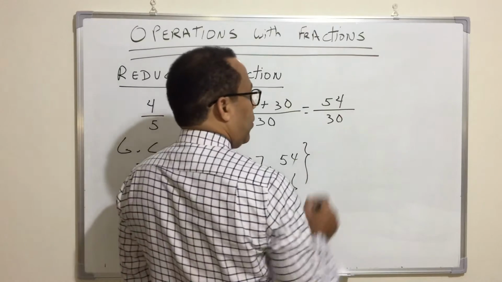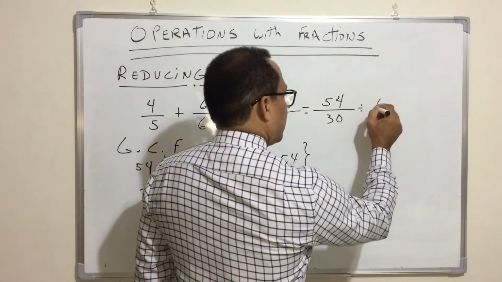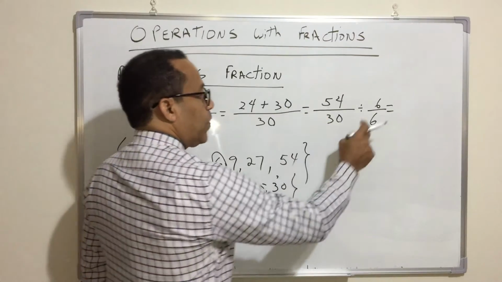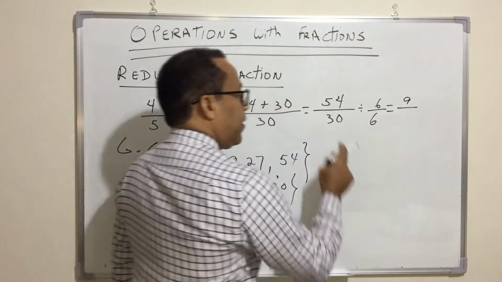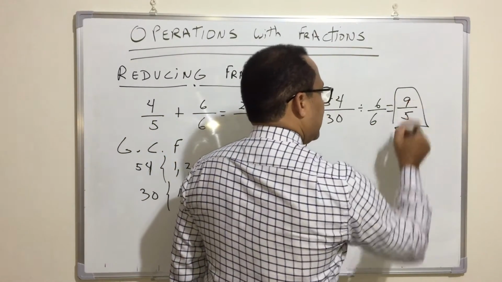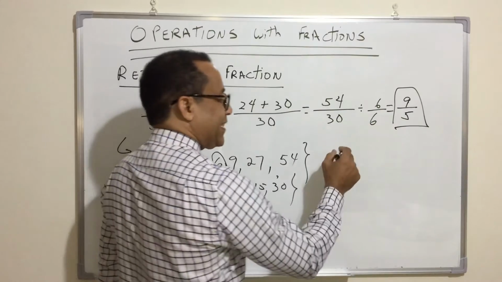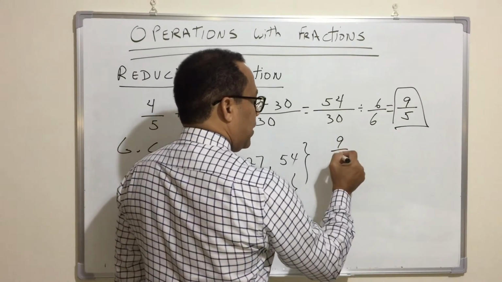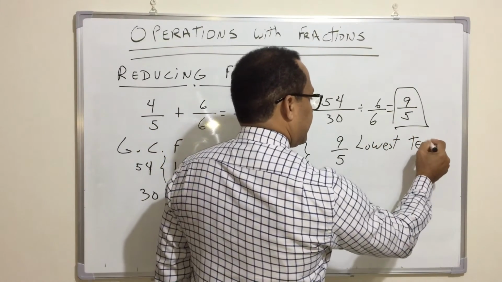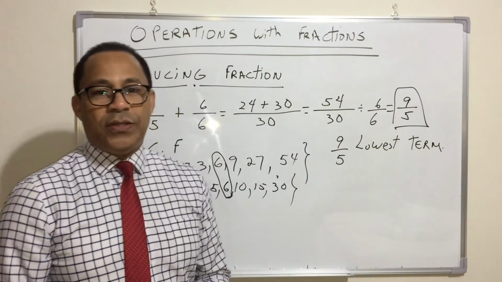Once you get 6, all you have to do is just divide each number by 6. 54 divided by 6 is 9. 30 divided by 6 is 5. And the fraction 54/30 is already reduced to its lowest term, which is 9/5. And this is the way we reduce a fraction to the lowest term.